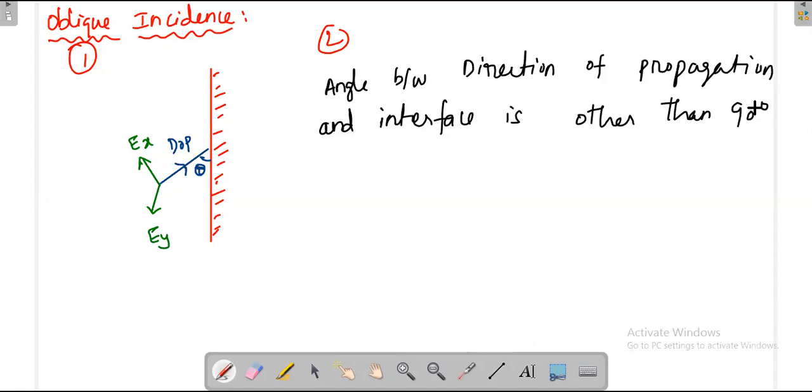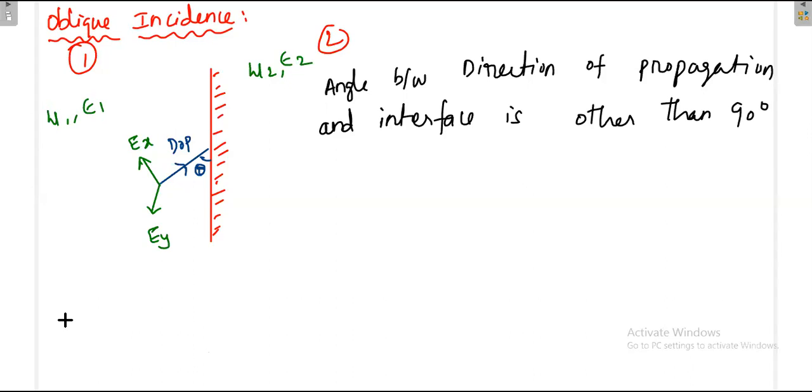Then to deal with oblique incidence, we should know Snell's law, because in optical communication, Snell's law deals with light. If it goes from one medium to another medium, what happens to the incident angle as well as the reflected angle? That we have to see now. Then Snell's law.